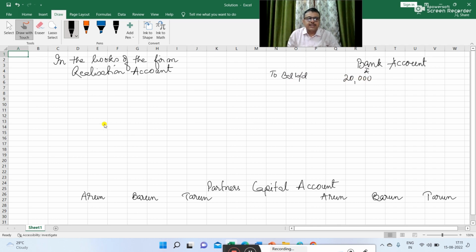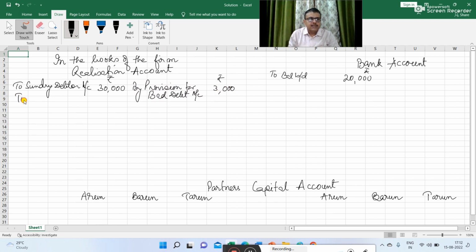Next is the sundry debtor. So in realization account we have to transfer all the balances of the balance sheet. So the first item is the debtor account. So I am writing on the debit side to sundry debtors account 30,000. I am transferring the provision, so by provision for bad debt $3,000.